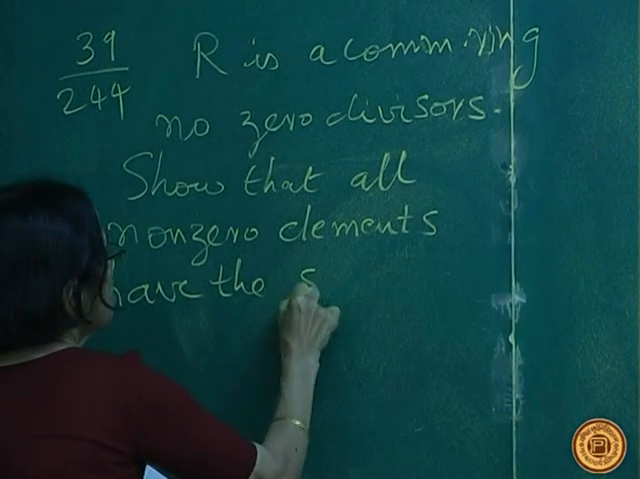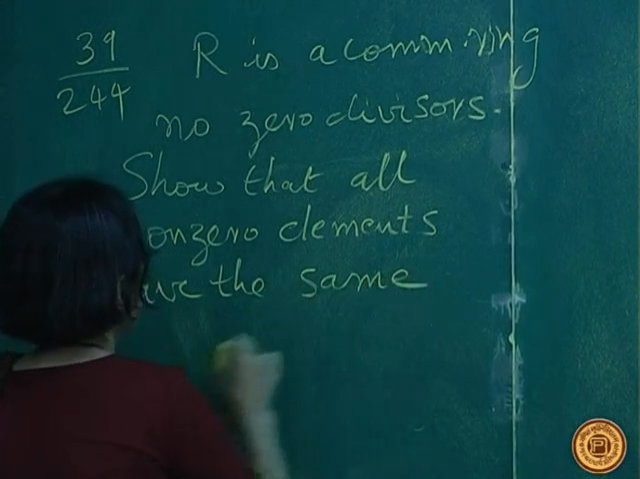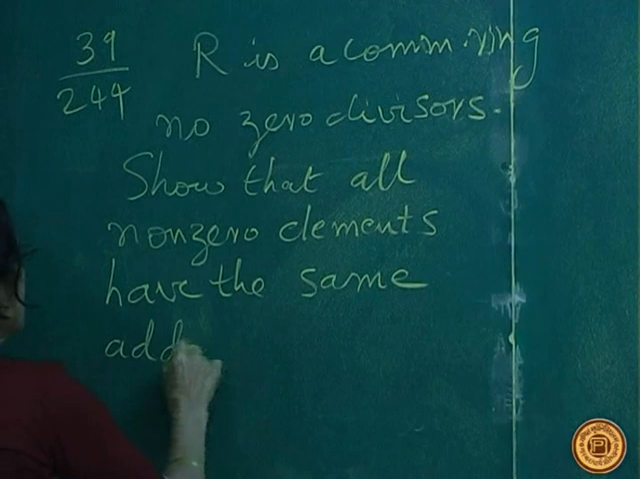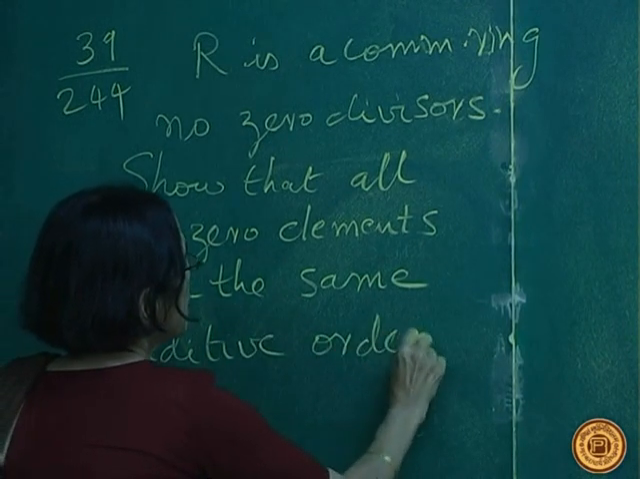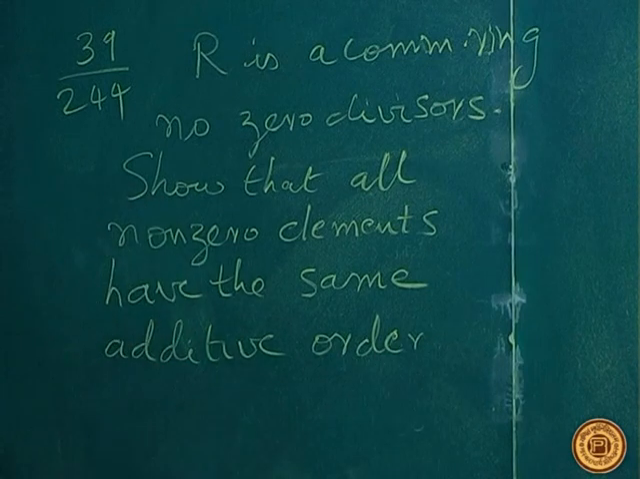Have the same additive order. What does that mean? In the additive group, the order is given in the additive group. A has got additive order n, means a plus a n times, or na is equal to 0.